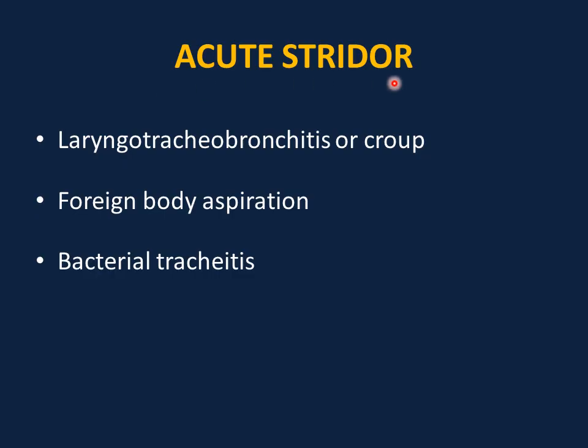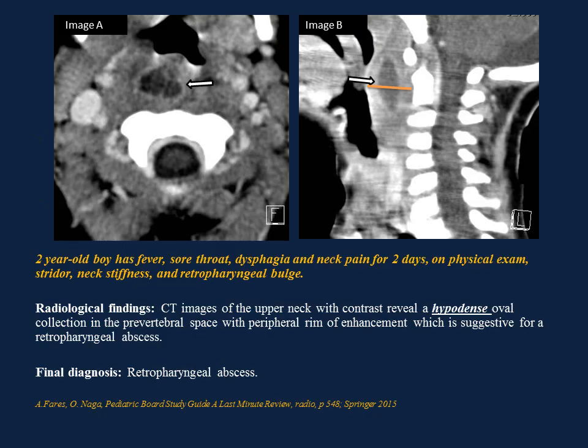Causes of acute stridor: laryngotracheobronchitis or croup, foreign body aspiration, bacterial tracheitis. This is a 2-year-old boy who has fever, sore throat, dysphagia, and neck pain for 2 days. On physical examination, he has a stridor, neck stiffness, and retropharyngeal bulge.